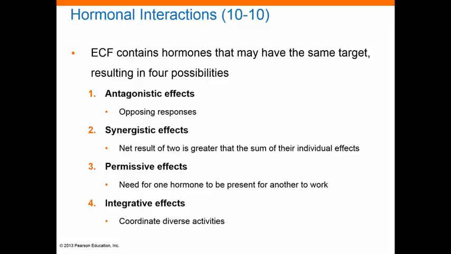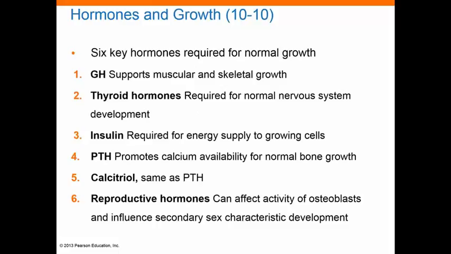The next few sections discuss how hormones interact to control normal growth, reactions to stress, and alterations of behavior and the effects of aging. Normal growth requires the cooperation of several endocrine organs, but the following 6 are especially important.